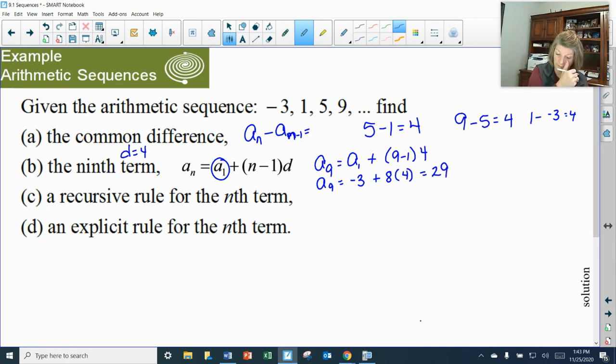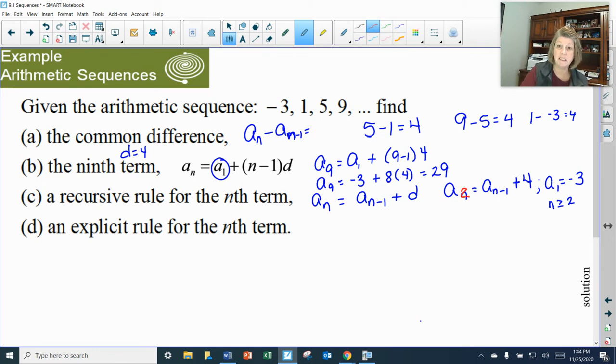Write a recursive rule for the a sub nth term. So I could find the a sub n term by looking at the previous term, a sub n minus 1, and then just simply adding the common difference. So for us, in this case, it's going to be a sub n equals a sub n minus 1 plus 4. And I need to give a starter value where a sub 1 was -3. And then my rule would work for anything n greater than or equal to 2, so that I could jump in and find my second term.